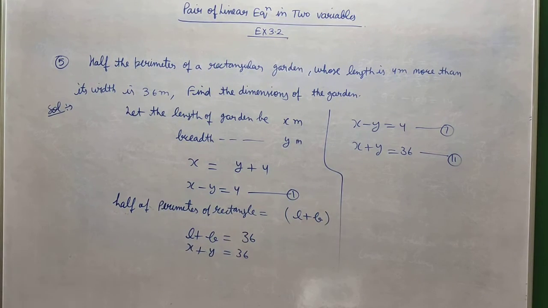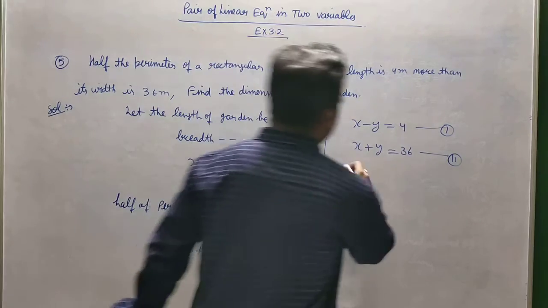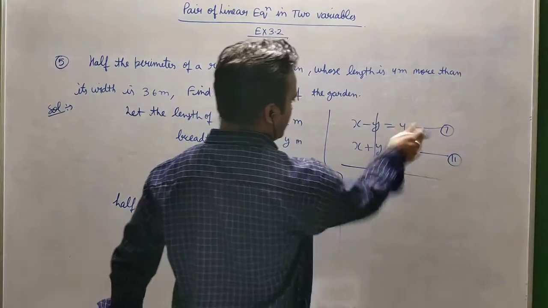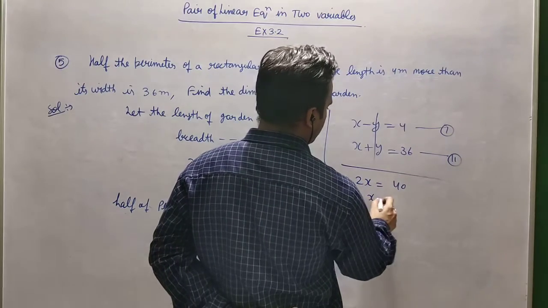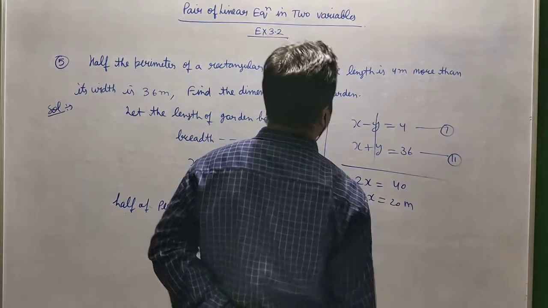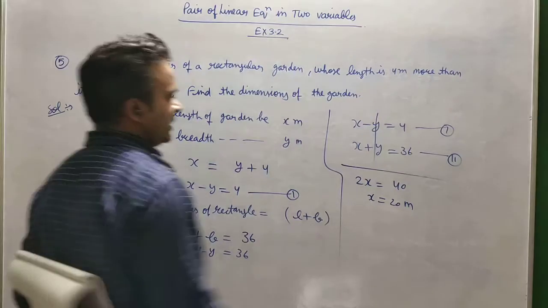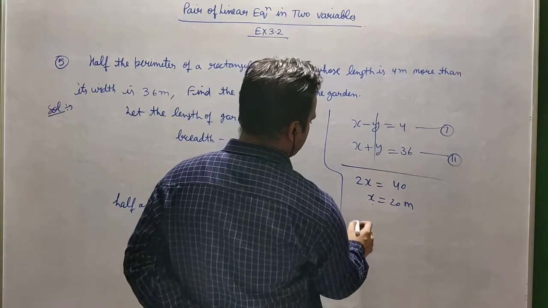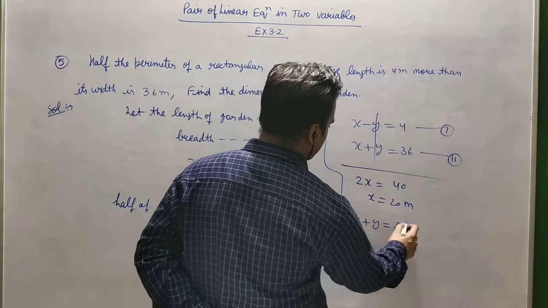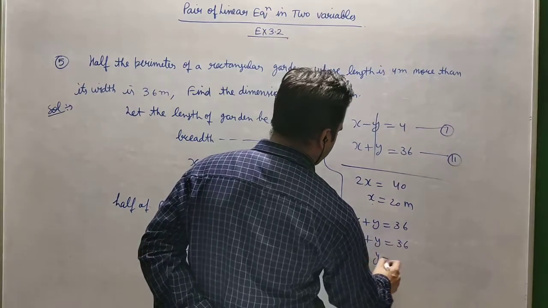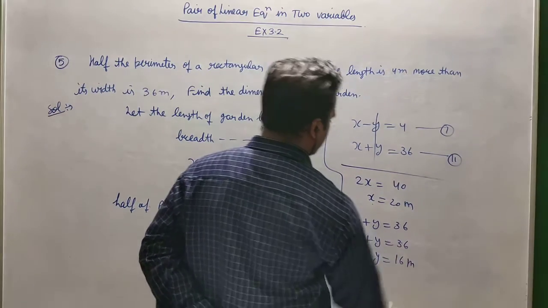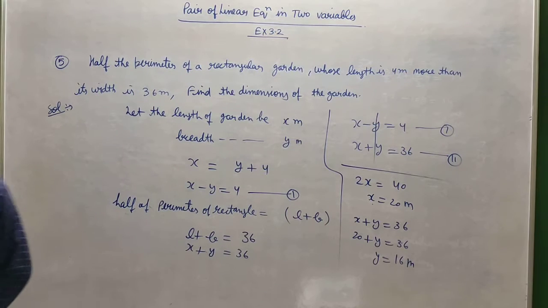Right? And graphically is not mentioned here. So you can do one thing. You can add both equations. So y cancels. So what will we get here? 20. So 20 meter is the length of the garden, and put the value of x in any equation. Suppose I am taking this equation here. So I will put 20 plus y is equal to 36. So we will get 16 meter. So length will be 20 meter and breadth will be 16 meter. You will write at the end.